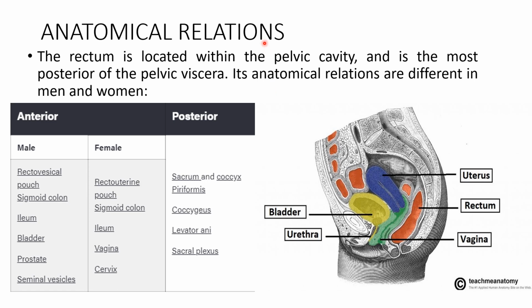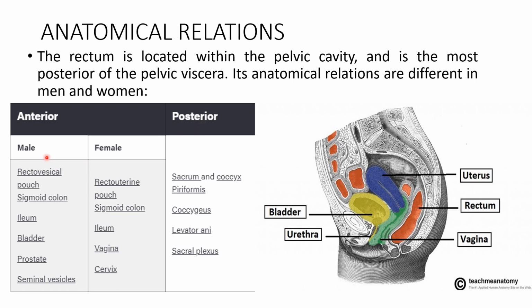About anatomical relations of rectum. It is located within the pelvic cavity. Its anatomical relations are different in men and women, especially in the anterior side. This column says anterior relation of rectum in male. This is anterior relation of rectum in female, and here it is a posterior relation.